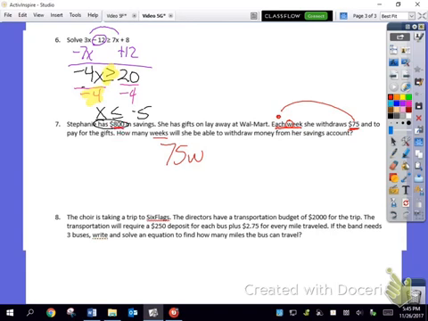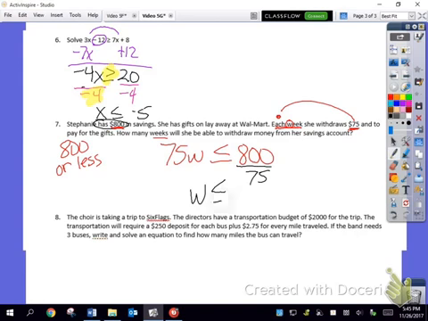Can she go over 800? No. So she can spend 800 or less, but she cannot go over. She doesn't have more than $800. So it has to be less than or equal to. She can spend all $800, but she can't go over. So the opposite of multiplying by 75 is to divide by 75. So W is less than or equal to 10.6.